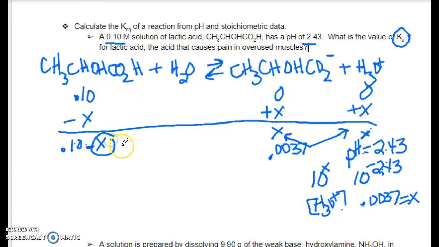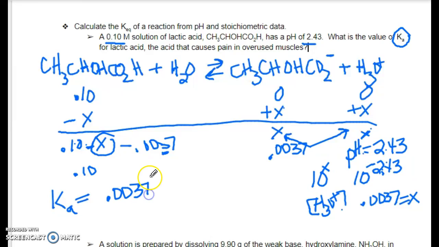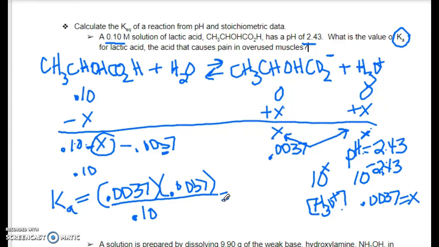Again, we're going to subtract this, but if you look at the addition rule for sig figs, we're not out to the thousandths place, so this one's going to stay 0.1. So my Ka value is going to be the concentration of the lactate ion, so that's the 0.0037, times my hydrogen ion concentration, which is also that value. And you can write this as squared. It's okay if you do that and just square it because they are the same. All of that over 0.1, and that's going to give you a Ka of 1.4 times 10 to the negative 4th power.